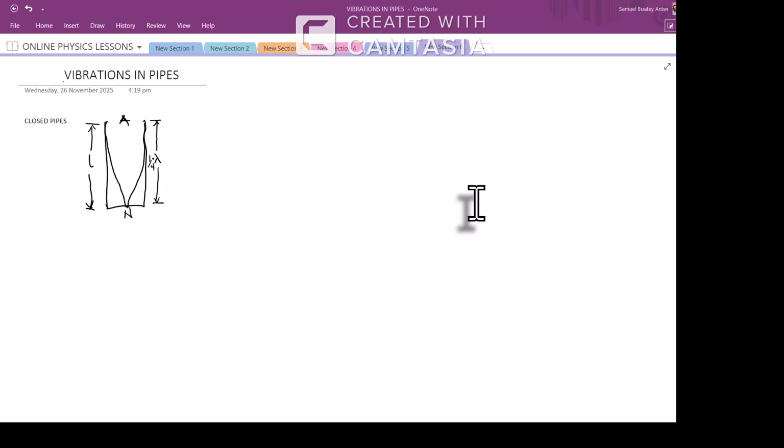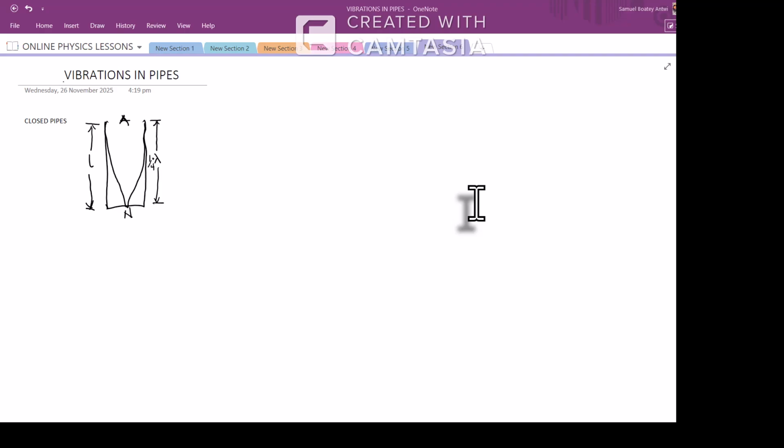The base of this is about the frequency. The frequency is the fundamental frequency. So we need to establish the fundamental frequency in any of the pipes. In this case, we are going to start with the closed pipe, as you can see in the diagram on the screen. So we are going to establish the fundamental frequency of a closed pipe.